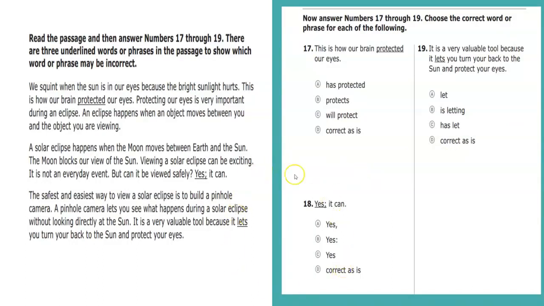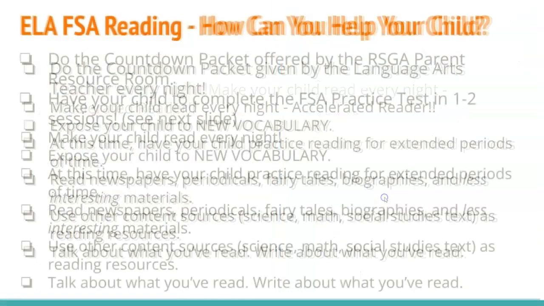For example, in item number 18 on this page, this is a grammar item where the child has to look at the formatting of the sentence and determine whether it is correct as it is or if it needs to be modified based on what was encountered in the passage. So it is very important for the child to read the passage and then answer the questions, because phrasing in the text could determine which answer choice would be the accurate choice.